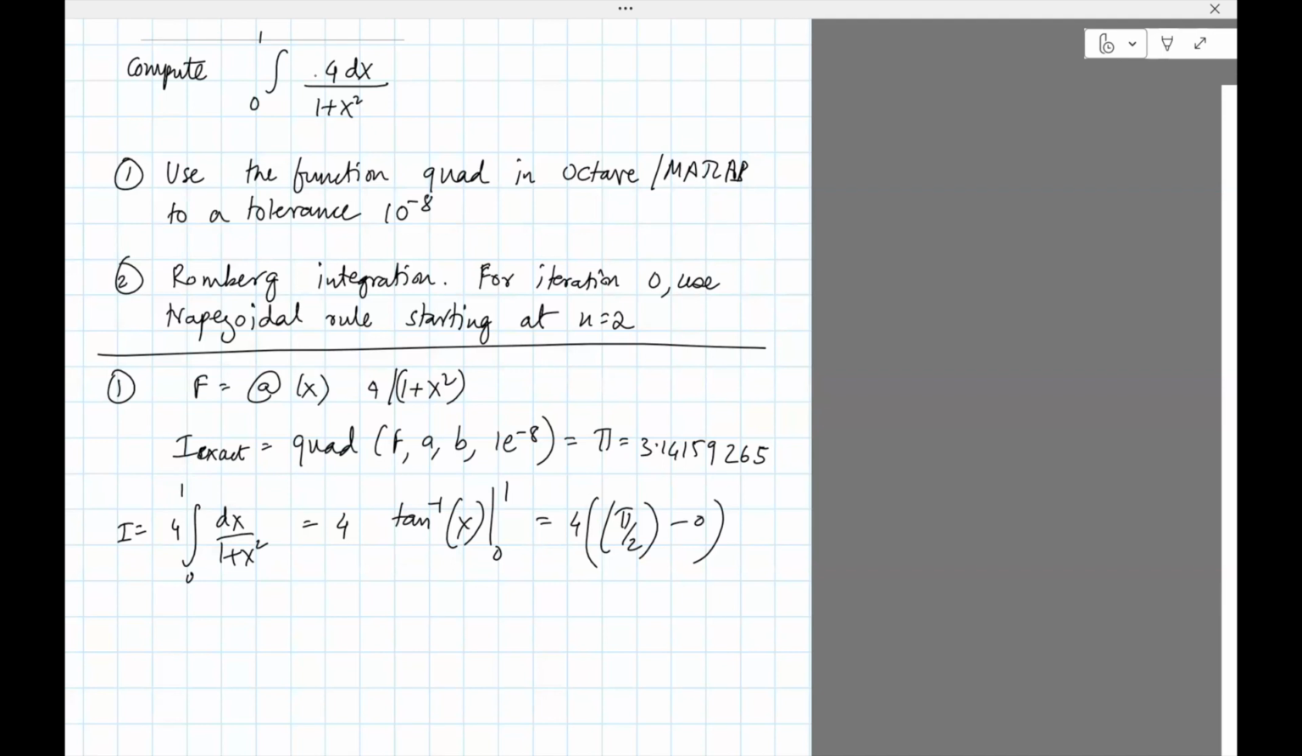So what, the answers don't match? Oh, it is pi divided by 4, my bad. Tan inverse of 1 is pi by 4. Okay, that's right, it's pi.